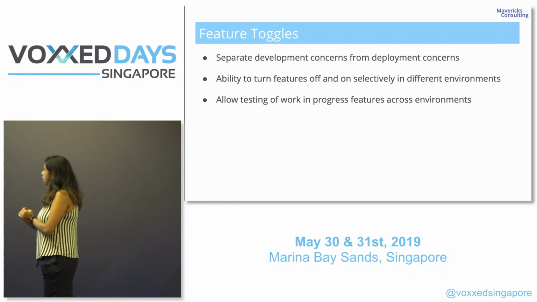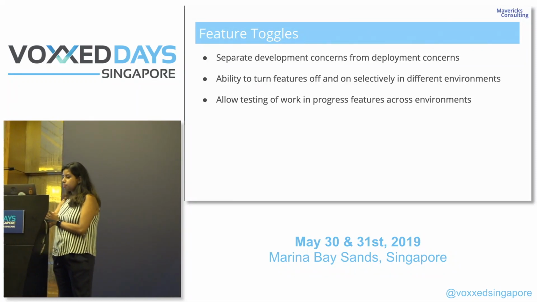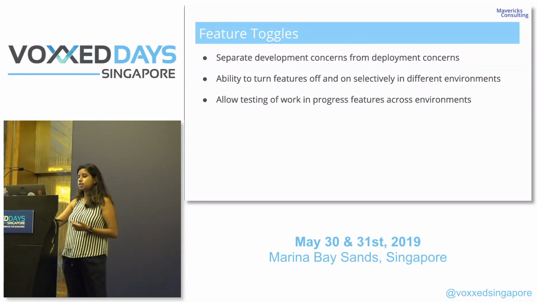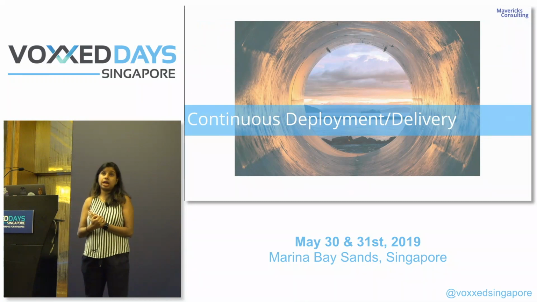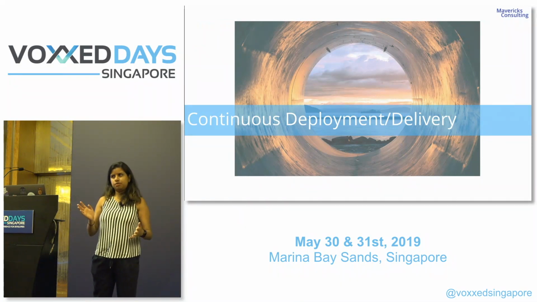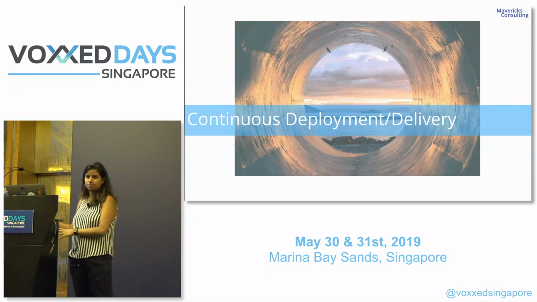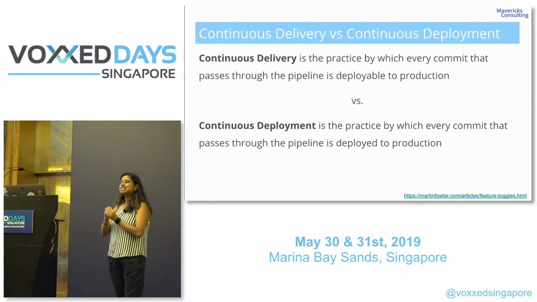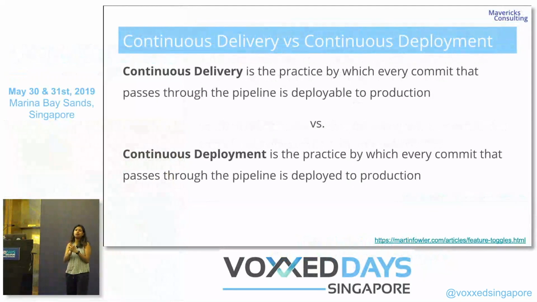So moving on, the whole point of me talking about trunk-based development and feature toggles is because they aid in continuous deployment and continuous delivery. Now, given you people have heard of trunk-based development and feature toggles, I'm going to assume that you know what CD is. But I'll still talk about it. So continuous delivery versus continuous deployment, of course, there's a lot of confusion around these terms.